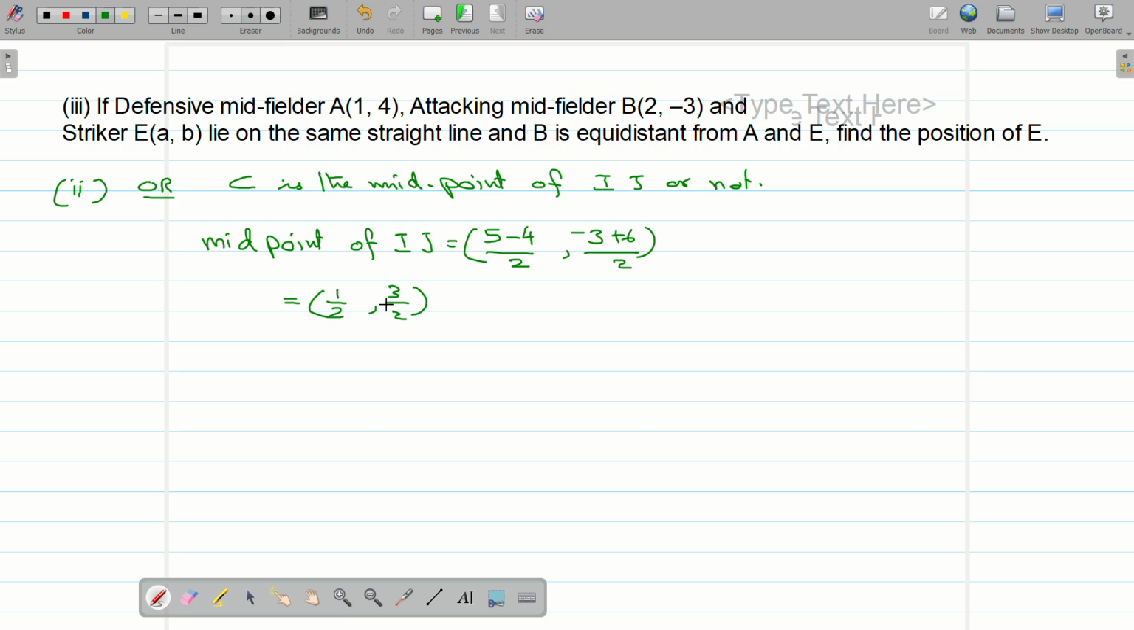But the coordinates of C are 0, 1. Therefore, C is not the midpoint of IJ.